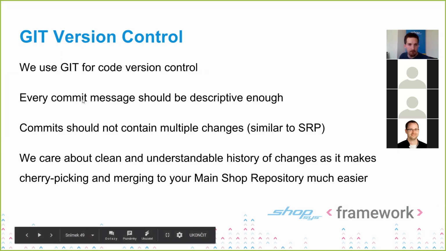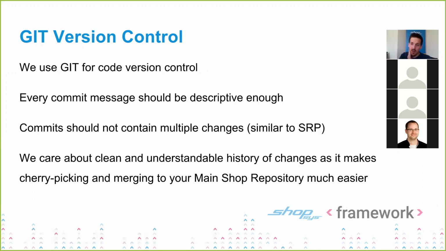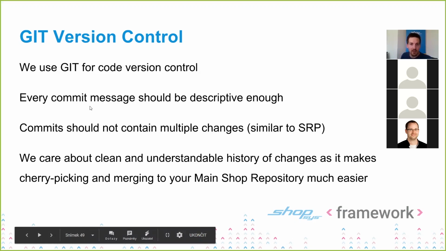What is important to say is that in Git, every commit message should be descriptive enough, so that the other developers that read the commits that you create should know what change happened and why it happened, just from the commit message. There should not be a need to ask somebody else, why did you do this change and so on. So it should be all in the commit message, ideally.